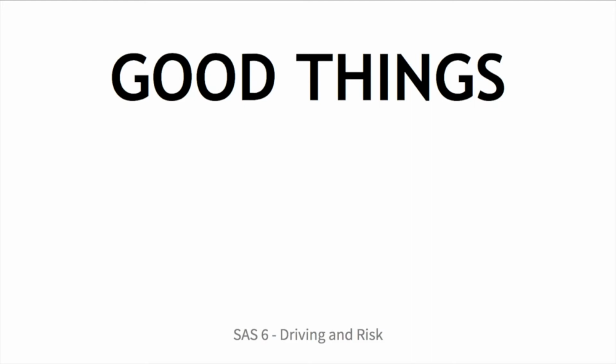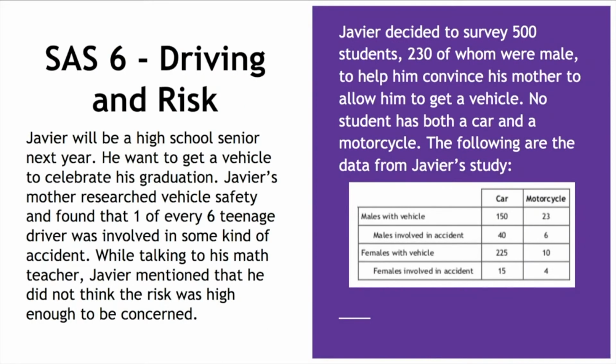In the meantime, let's go on. All right, so driving and risk. Javier will be a high school senior next year, and he wants to get a vehicle to celebrate his graduation. And his mother researched vehicle safety and found that 1 of every 6 teenage drivers was involved in some kind of accident. Now, while talking to his math teacher, Javier mentioned that he did not think the risk was high enough to be concerned. So he decided to survey 500 students, 230 of whom were male, to help him convince his mother to allow him to get a vehicle.